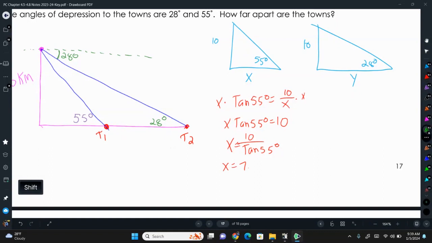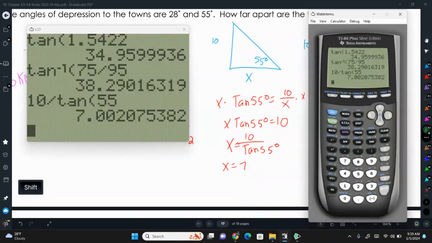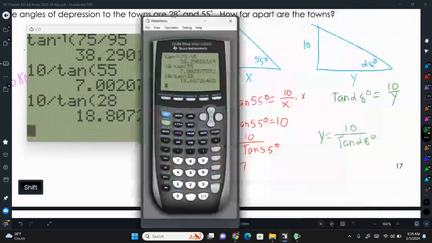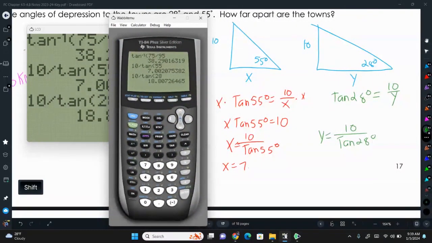And then over here, we would have the tangent of 28 degrees equals 10 over y. And you can see it's going to be the exact same steps. We're going to multiply both sides by y and then divide both sides by tangent of 28. So y is going to equal 10 divided by the tangent of 28 degrees. So we can just go up here and change this 55 to 28. And we get 18.801.